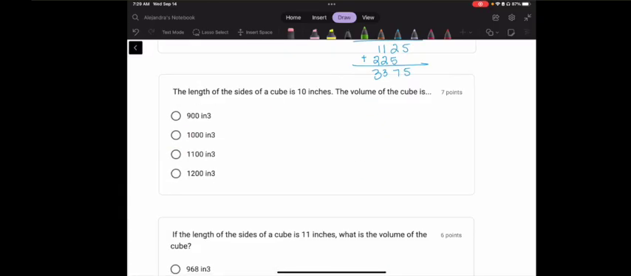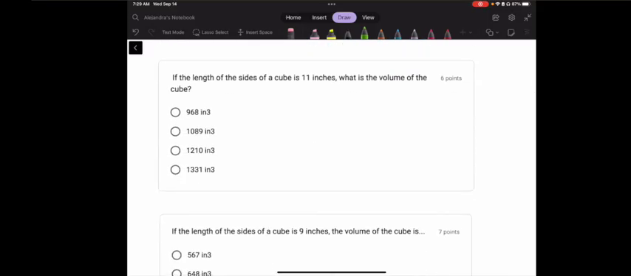In this problem, it states the length of the sides of a cube is 10 inches. The volume of the cube is. So once again, the volume of the cube is calculated by multiplying the length times the width times the height. Given that in a cube, all the sides are the same, I'm going to multiply 10 times 10 times 10. So 10 times 10 will be 100. Multiply that times 10, and that will be 1,000 will be the volume of this cube. And that'll be 1,000 inches cubed.